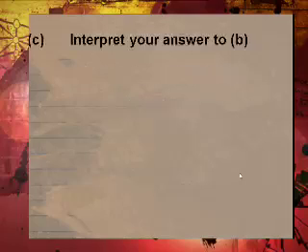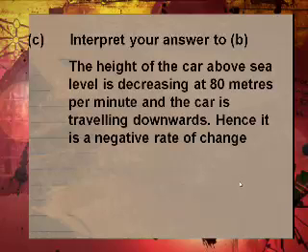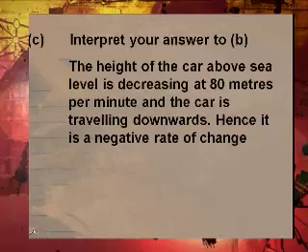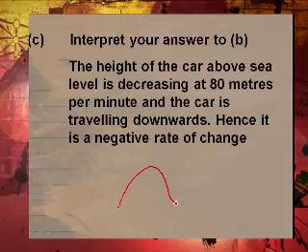What does that mean? Question C says interpret your answer. The height of the car above sea level is decreasing at 80 meters per minute, and the car is traveling downwards. Hence, it is a negative rate of change. Just watch this if I draw a picture here. It's going up and down like that. At this stage the gradient is positive, it's going above sea level, up the pass, now it's coming down the hill, and then it turns and up we go. Have you got it there? That's a rate of change. Very, very important.